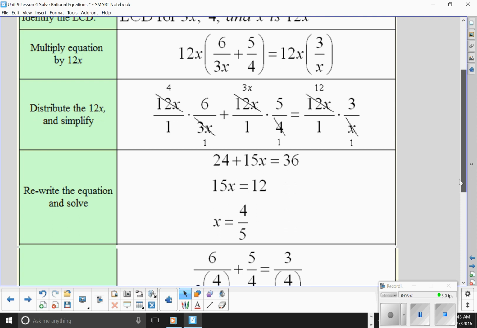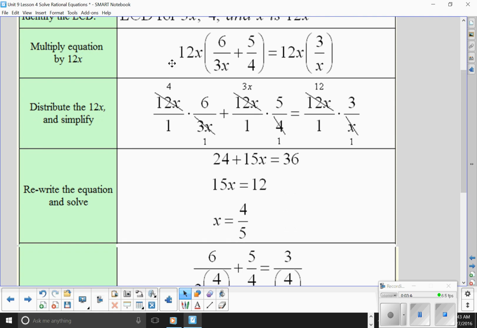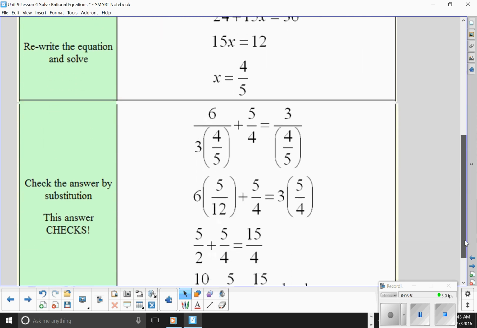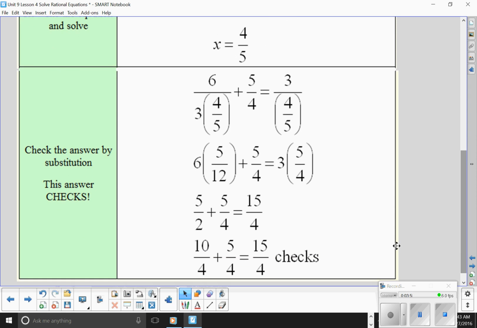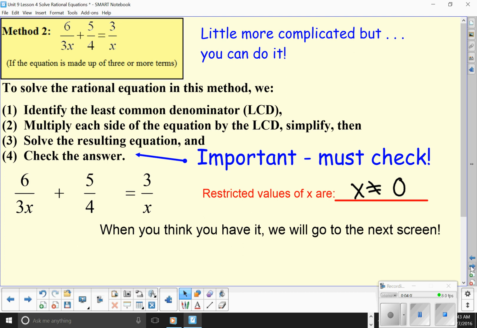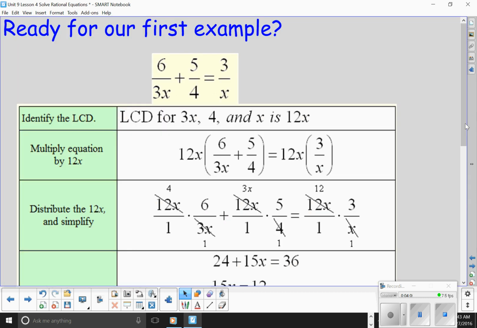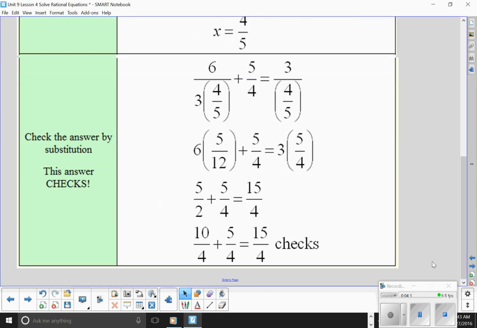I do that, and notice I've got the things that cancel. I rewrite the equation, and I solve, and I get 4/5. I keep on going, and I check my answer, and it does check. 4/5, by the way, was not the restricted value, so I'm okay. I don't have to list my restricted value. I just have to make sure back here that x does not equal 0 when I get my final answer, that my final answer is not a restricted value. If it is, then I know it won't actually solve the problem.